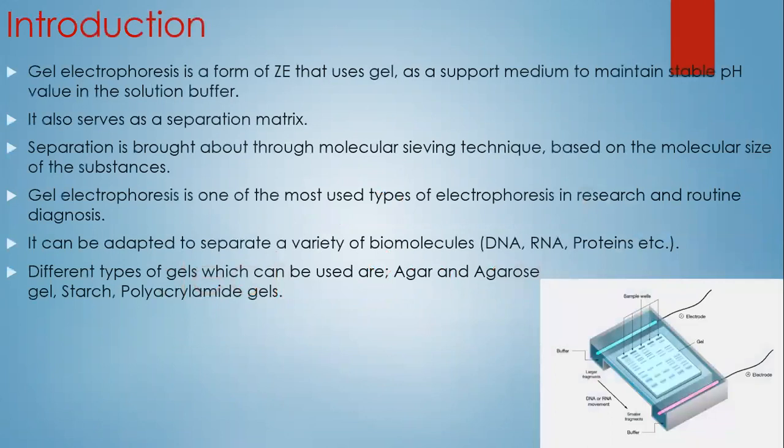So gel electrophoresis is a form of zone electrophoresis that uses gel as a support medium to maintain a stable pH value in the solution buffer. It also serves as a separation matrix. Separation is brought about through a molecular sieving technique based on the molecular size of the substance.